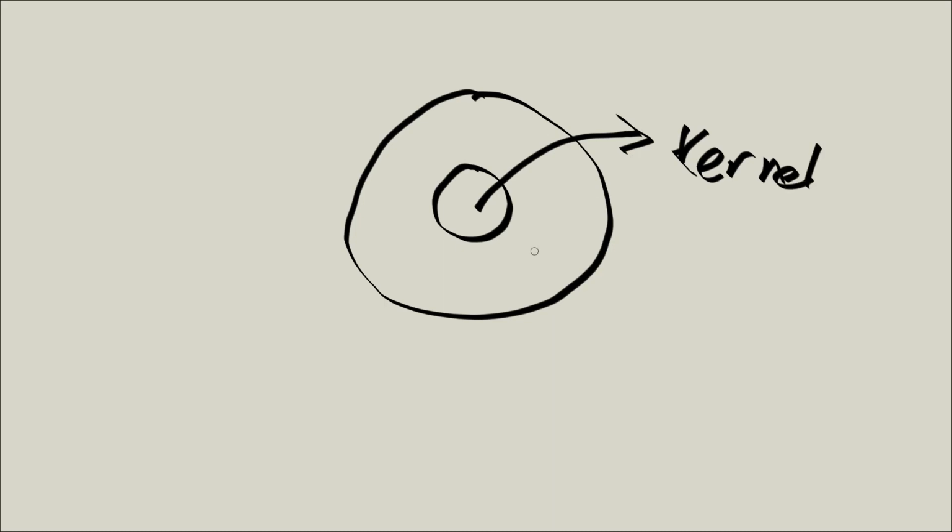Before we talk about the responsibilities of the kernel, let's talk about what the kernel actually is. The kernel is the core of the operating system. If I were to represent the operating system as this big circle, this little small circle on the inside would be the kernel, and this other stuff would be some other stuff. But basically, the kernel is the essential element of every operating system.